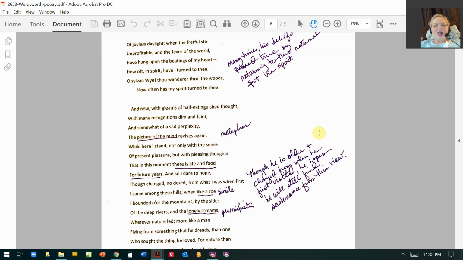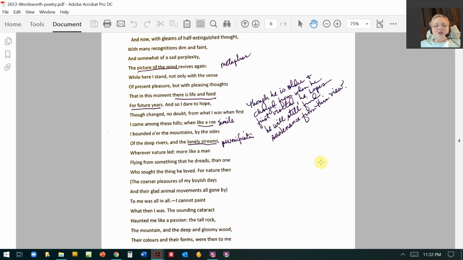And in here he's talking about that he's here in the present, right? And he's enjoying it now, but he knows he's storing up a wealth of future joy, right? He says there is life and food for future years, right? And he says that, no, I'm changed. He says, I know I'm older, and I know I'm experiencing nature differently now. And that's something that he mentioned in another poem, right? That I connected to nature as a child, I connected as a man, I'm going to connect as an old person, right? But in a different way, right?